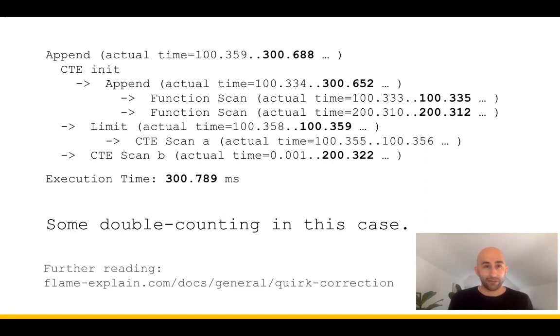Now, with this simple example, as a human reading it, you can quite quickly work out what's going on, and you can see that there is some double counting. You can see that that first function scan's about 100 milliseconds, and the second one's about 200. You can see the limit's about 100. You can see the CTE scan B is about 200. So it's not hard to work out that these don't sum together to be 600 milliseconds. They are in fact double counted, and the total time is 300.